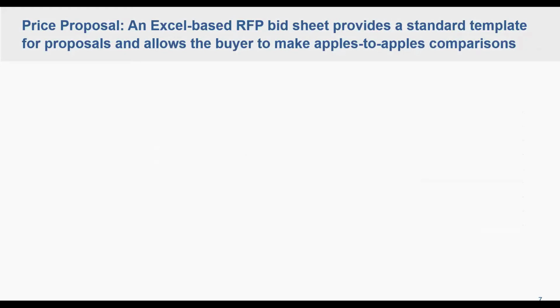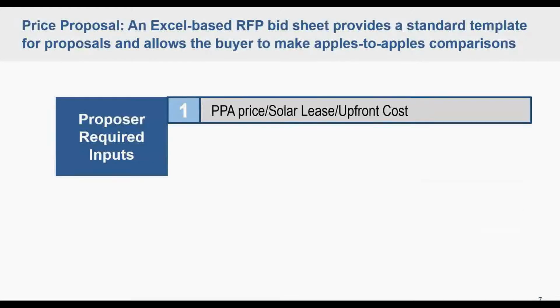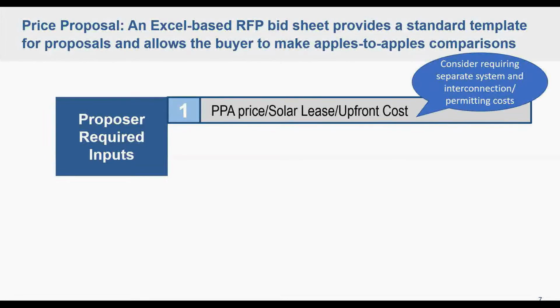So typically there's three main required inputs that you would require the proposer or the bidder to include. So obviously the PPA price or the solar lease price, or if you're doing an upfront purchase, what the upfront cost of the system would be. So obviously the main financial parameter there.